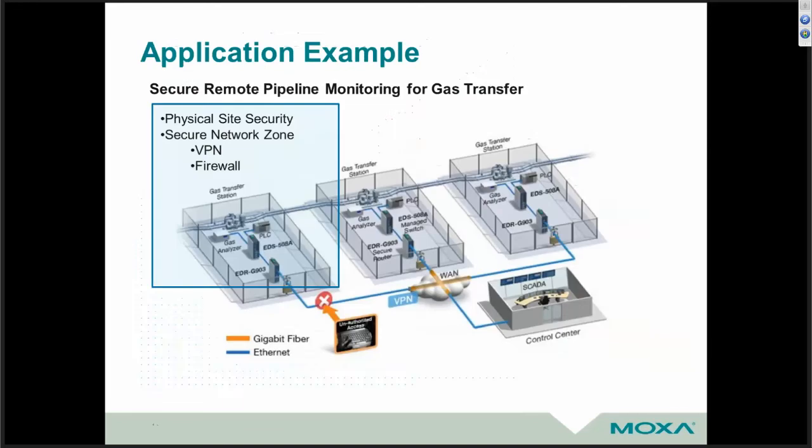A real-life example here is a gas transfer station, and we can see that this particular customer has implemented physical site security, which is very important as well. Preventing somebody from just going up to the control cabinet and opening it up and doing whatever they want is very important. And also providing secure network zones. Here they've used a VPN device to provide the remote connectivity and the firewall to limit what traffic goes through there.